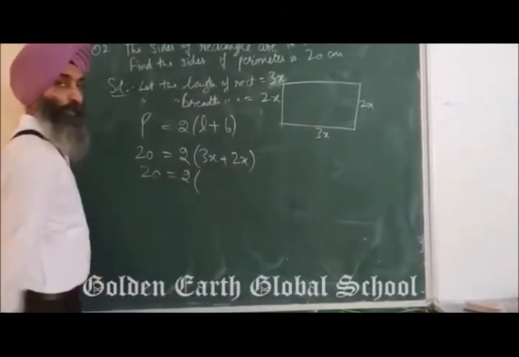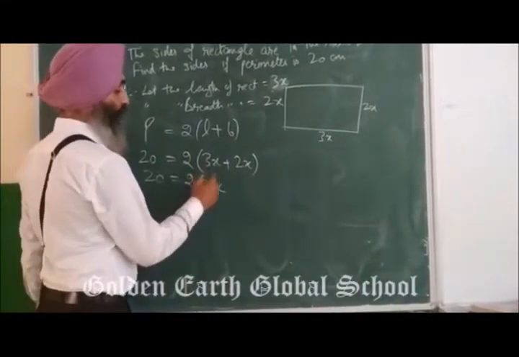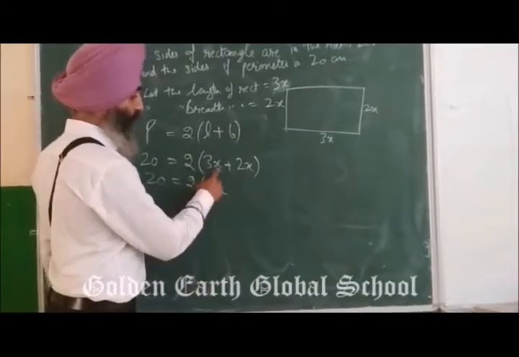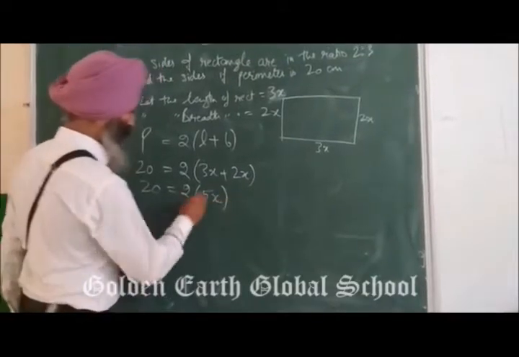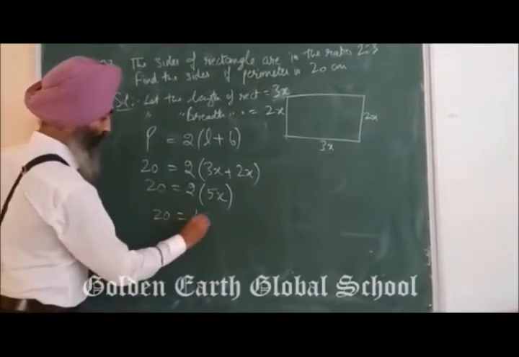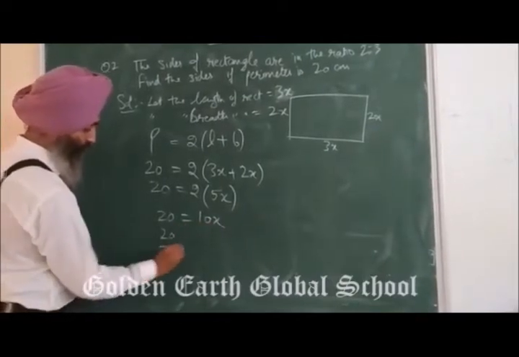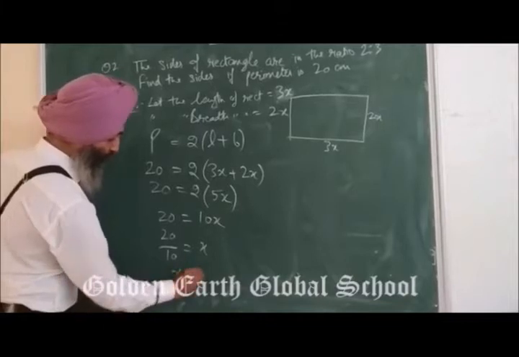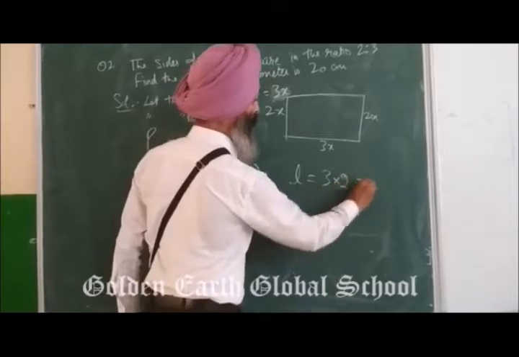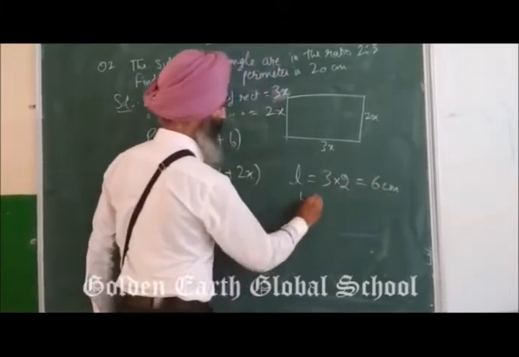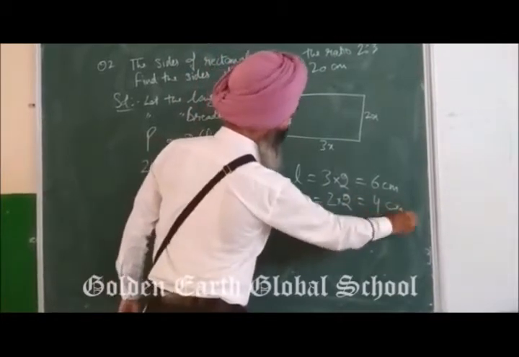So 3x plus 2x is 5x, because in algebra 3 apples plus 2 apples is 5 apples. Similarly 3x plus 2x is 5x. Now multiply it. To find the value of x, we have to divide it. So when you divide, our x is 2. So length is equal to 3x. X is 2, so length is 6 centimeter, and breadth is 2x. X is 2, so breadth is 4 centimeter.